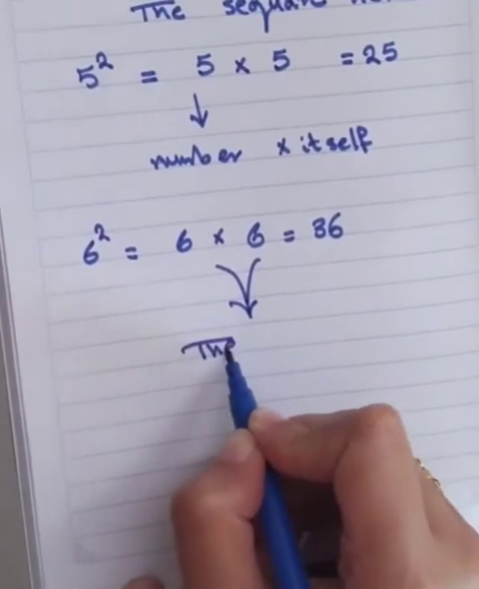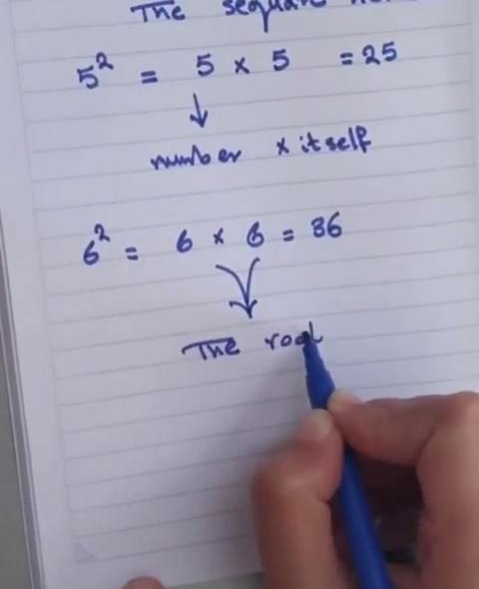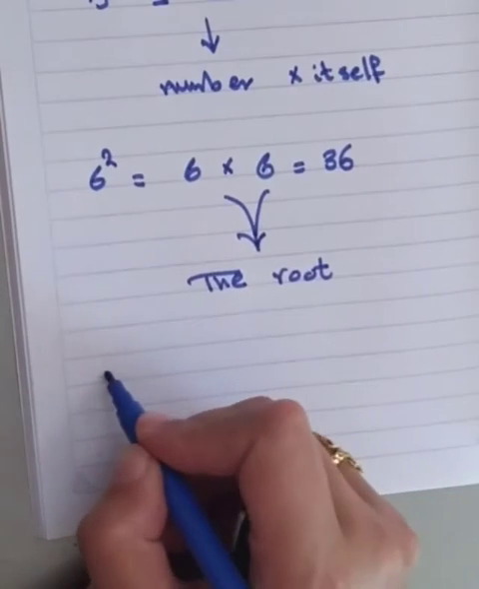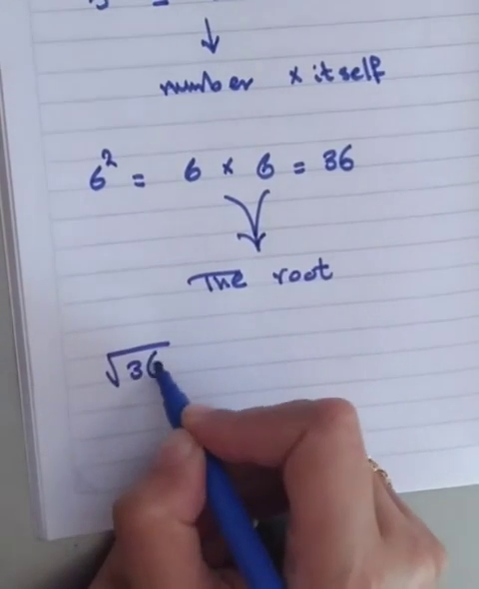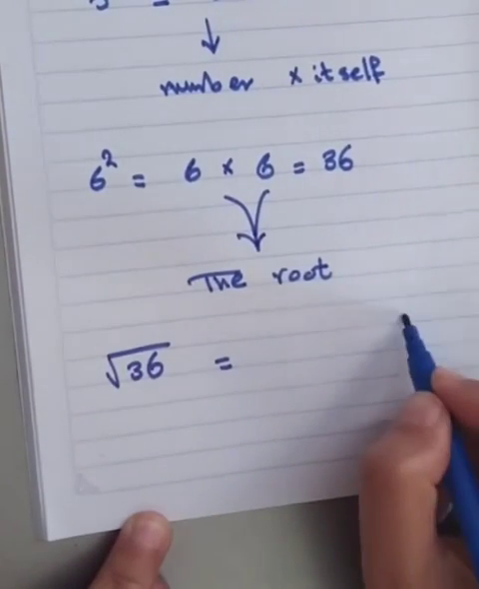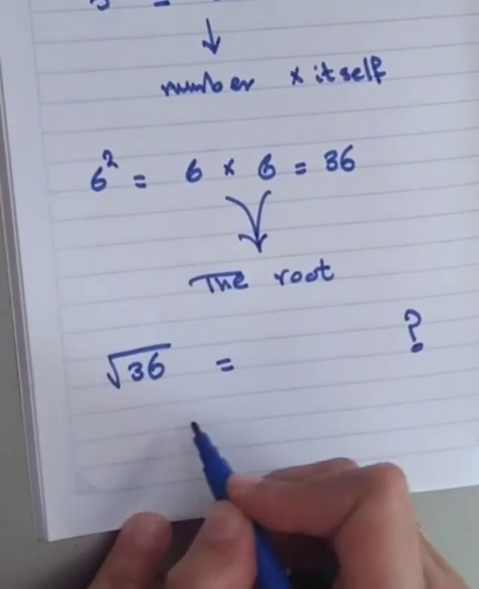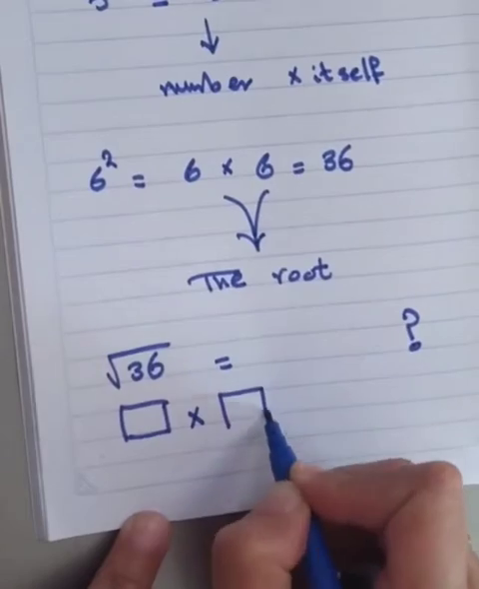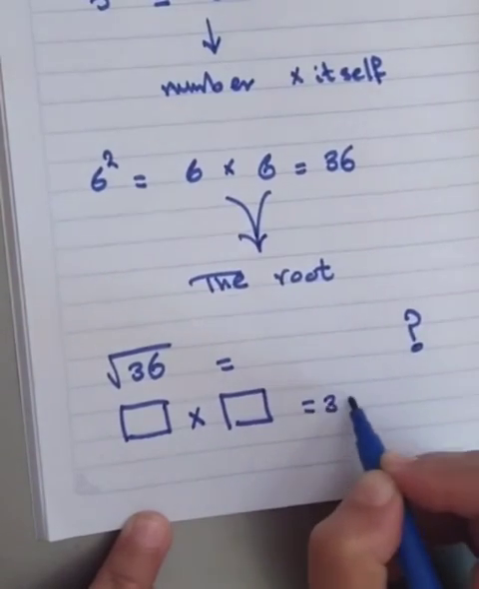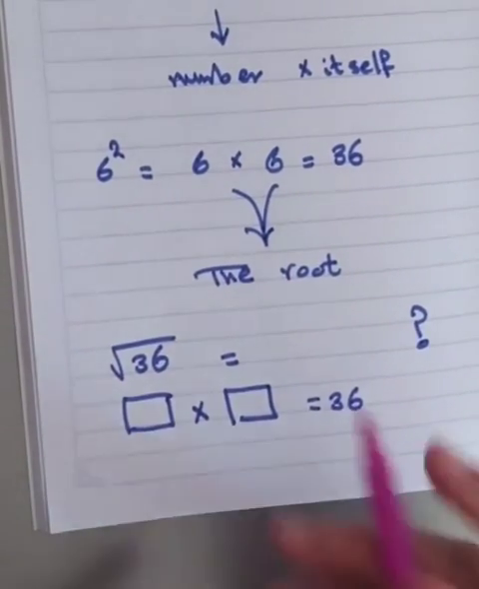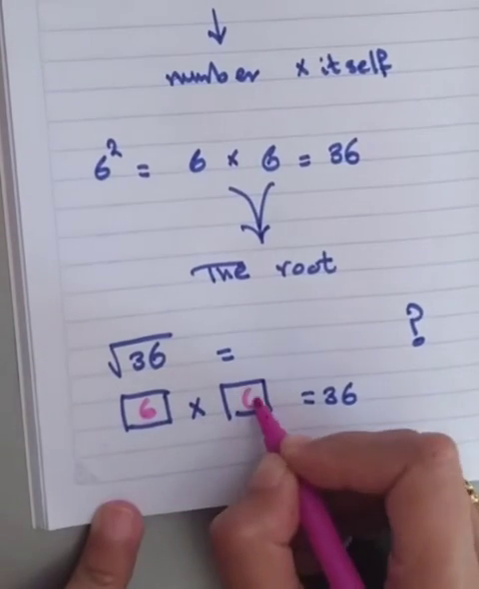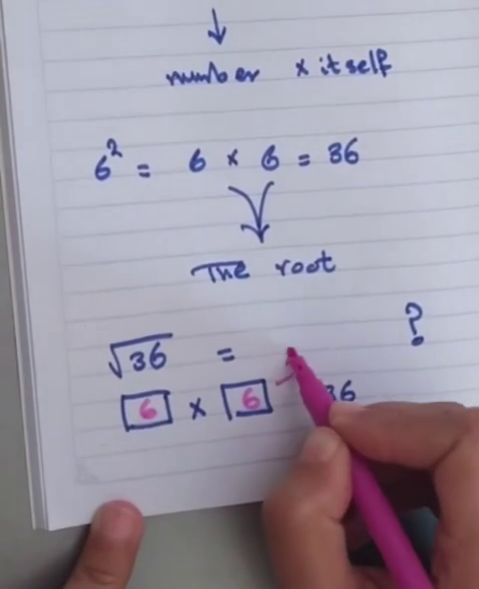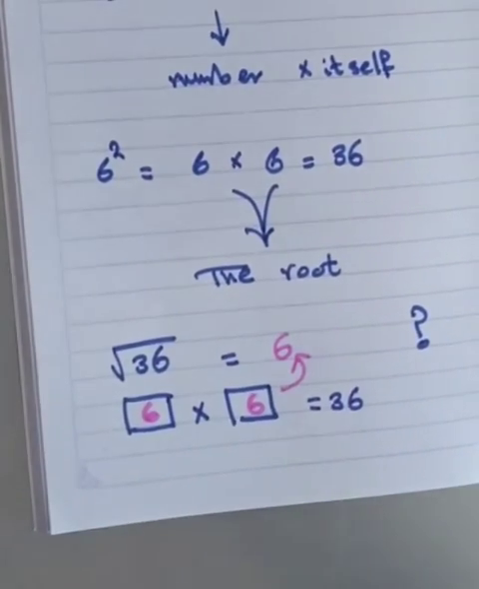So the square root of this number. What's the meaning of the root? For example, the square root of 36. What's the meaning of this? I will find two numbers, the number multiplied by itself that equals 36. That is 6 times 6, so the root is equal to 6.